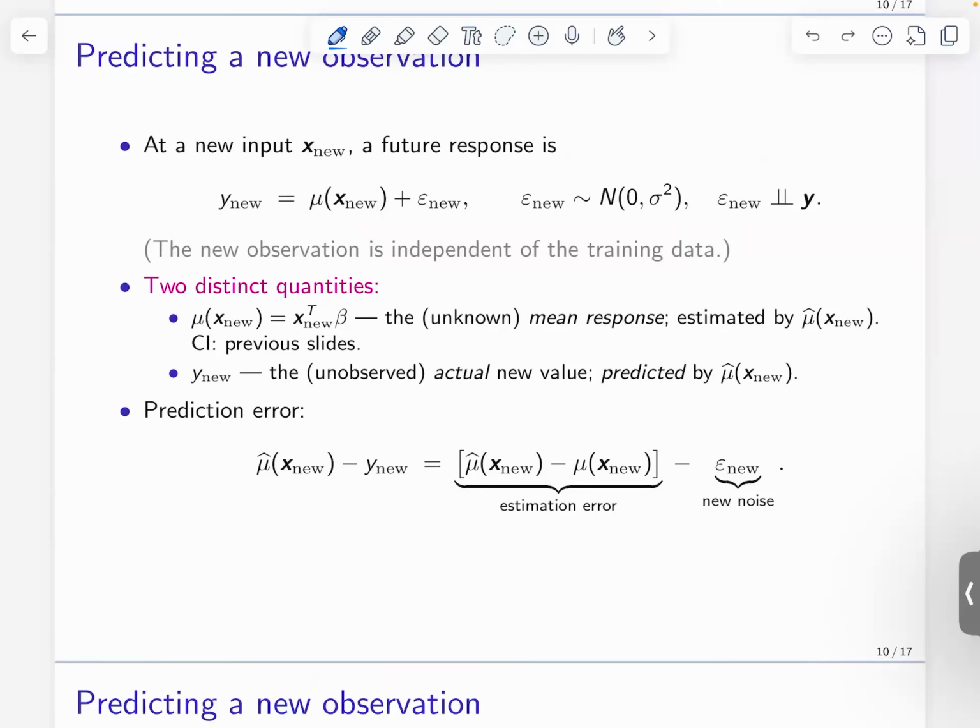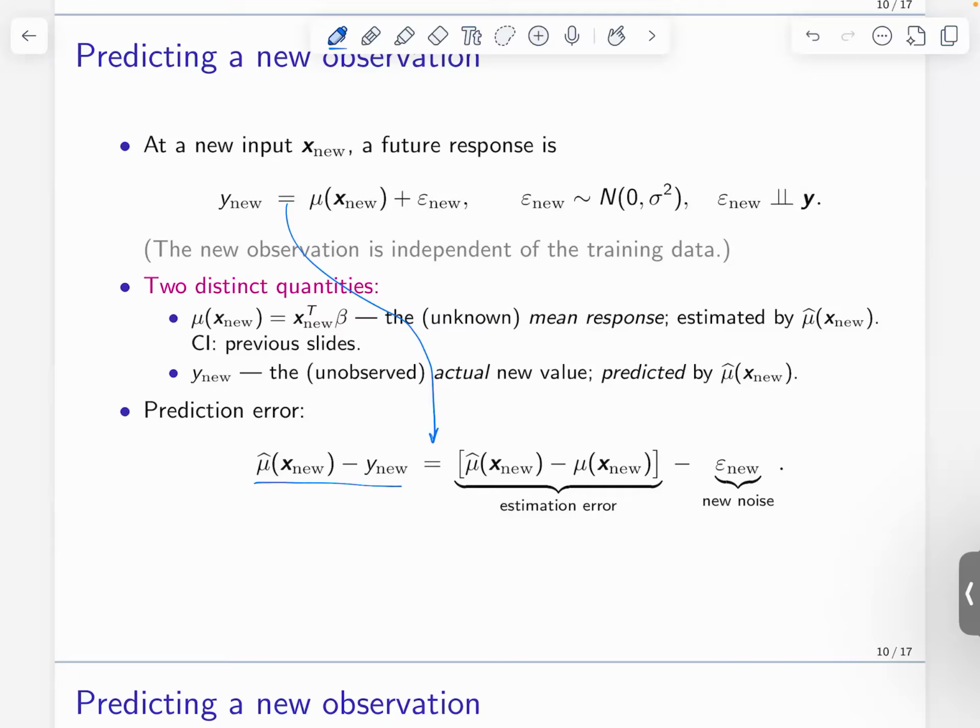So let's try to build a confidence interval for y nu. The idea is to do this decomposition: mu hat x nu minus y nu. If I plug in this equality here, I just plug in what y nu is, and I get that decomposition. So I get mu hat x nu minus mu x nu. This is my estimation error, the error in estimating the regression function at this new data point, and then minus the noise epsilon nu.